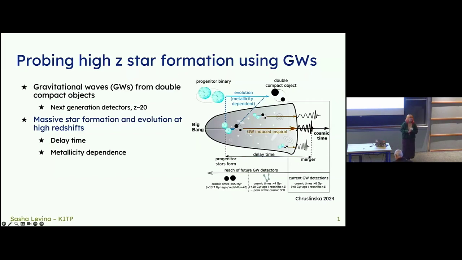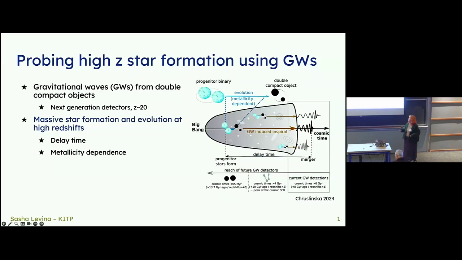And next generation detectors are going to be able to detect mergers out to redshifts as high as 20. But even current gravitational wave detectors may be detecting mergers from binaries that originated at high redshifts due to the delay time between the formation of the progenitor binary and its eventual merger as a double compact object merger. And this delay time can be anywhere from several million years to many billions of years.